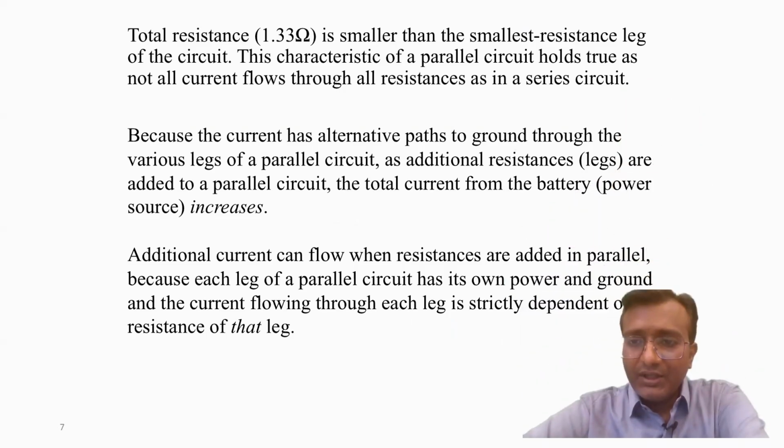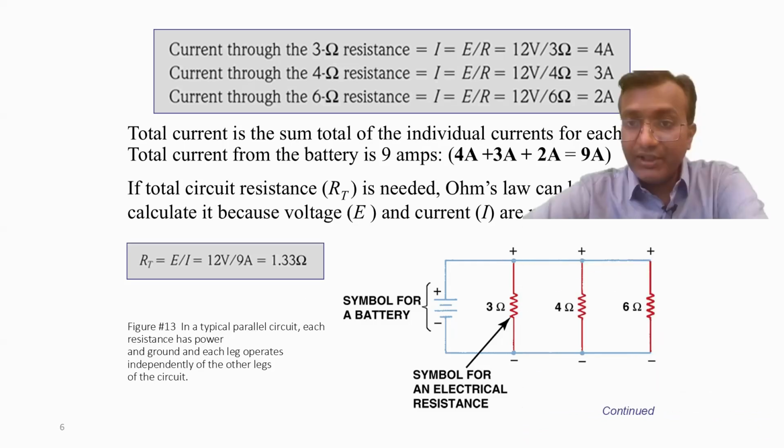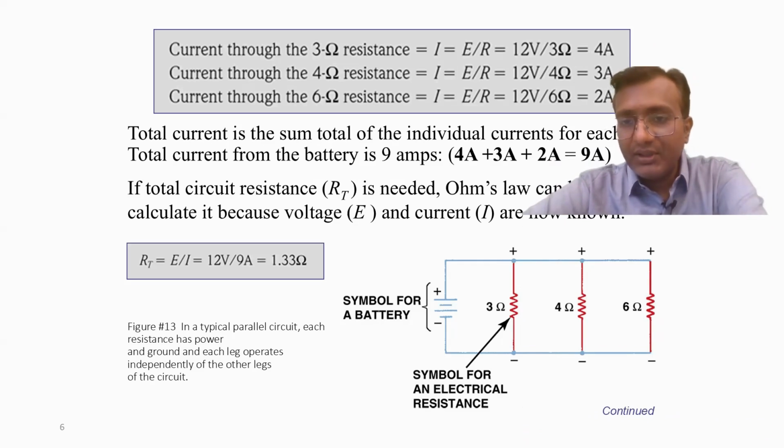Now, if we want to determine the equivalent resistance of this system, that can be found out. As we know the current flow is 9 amperes, using Ohm's law, 12 divided by 9 gives around 1.33 ohms. So this value of 1.33 ohms is less than the smallest resistance. Here the smallest resistance is 3 ohms. So the equivalent resistance of a parallel circuit is less than the smallest of the individual resistances.